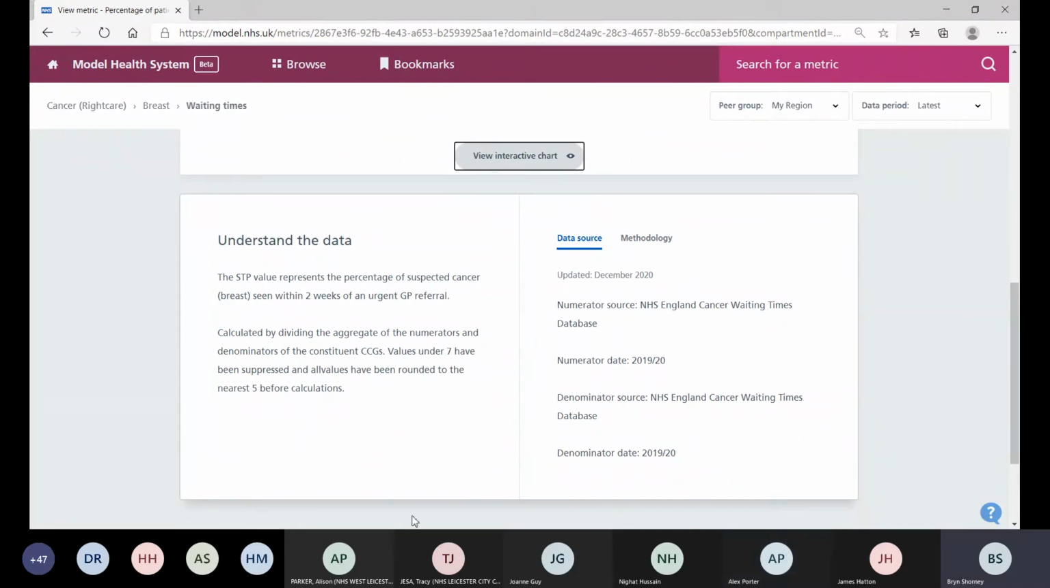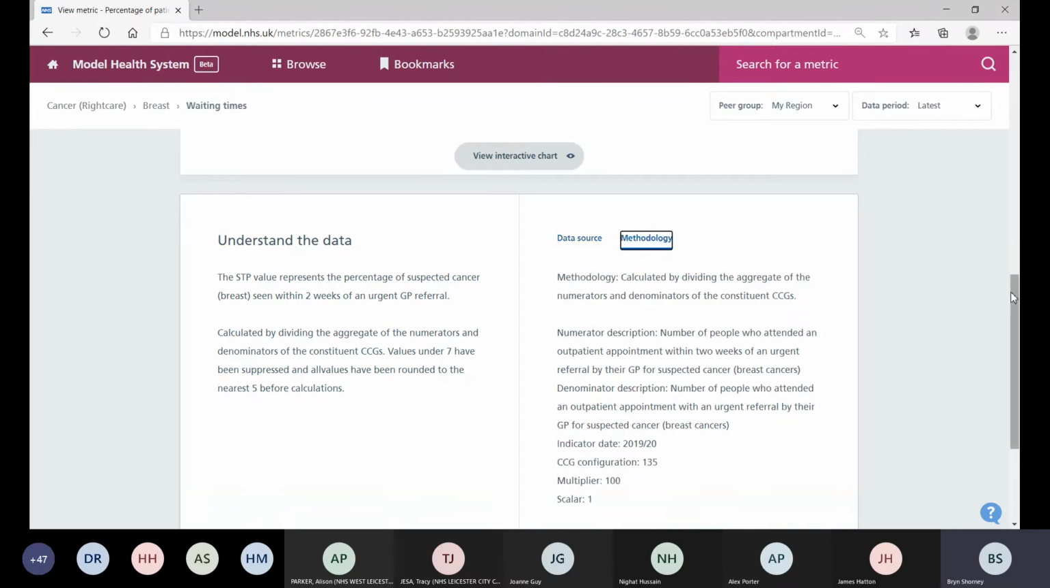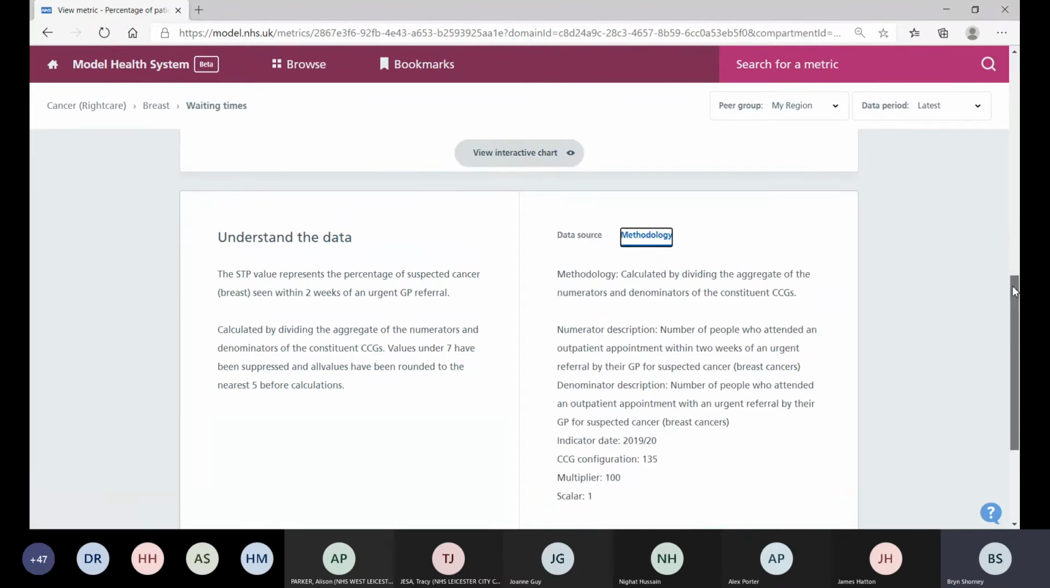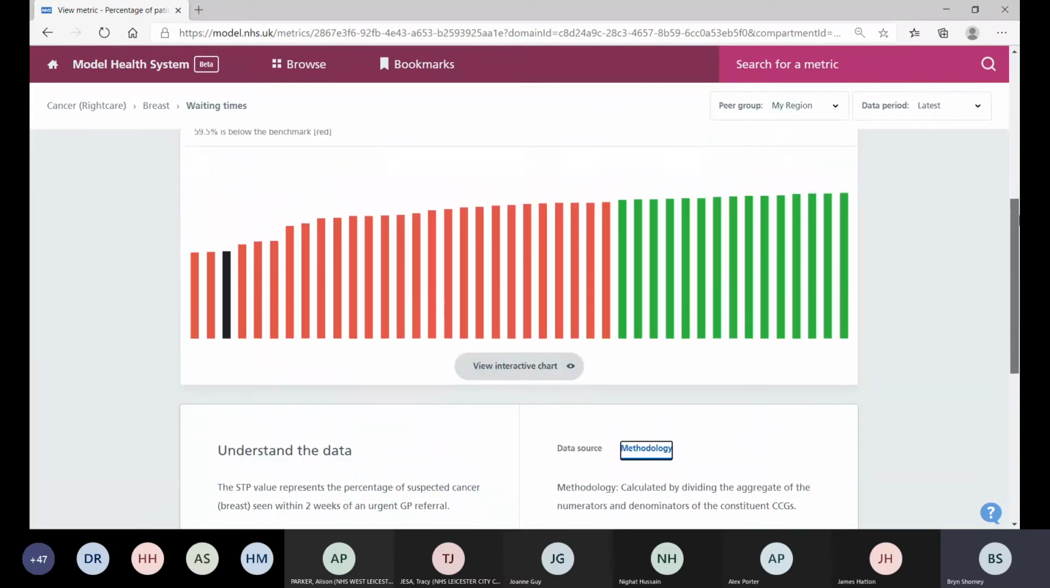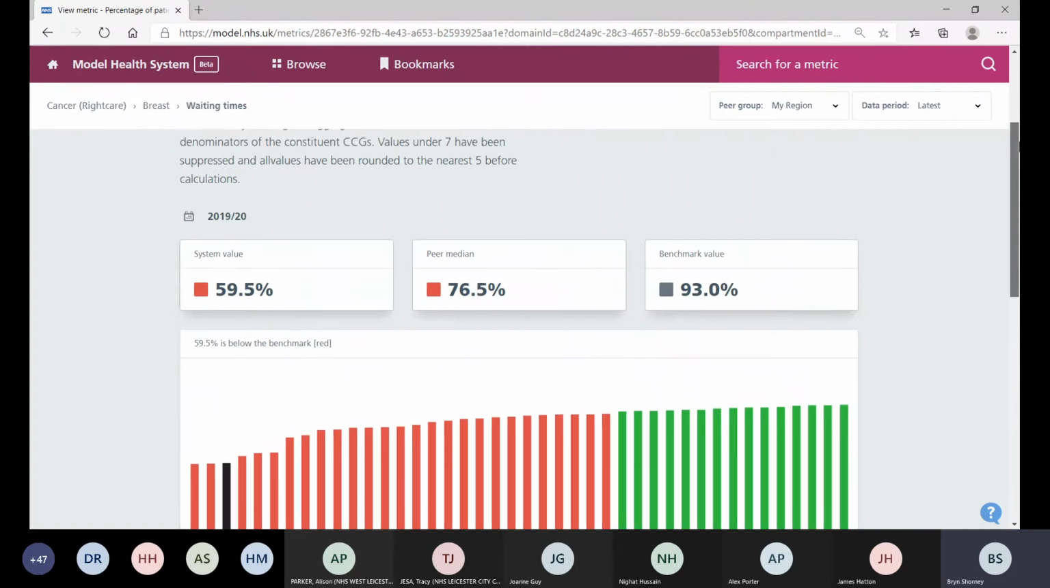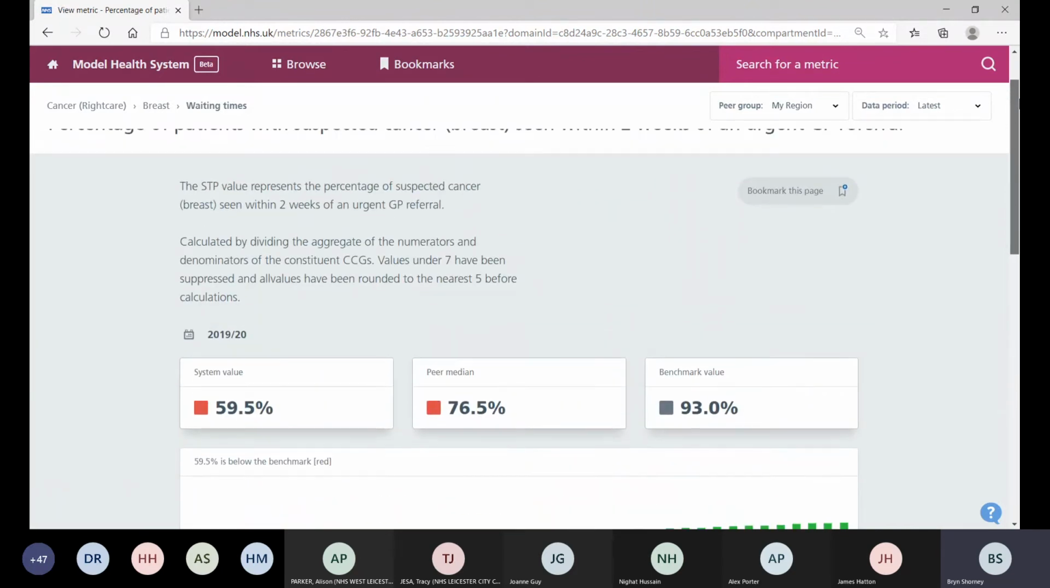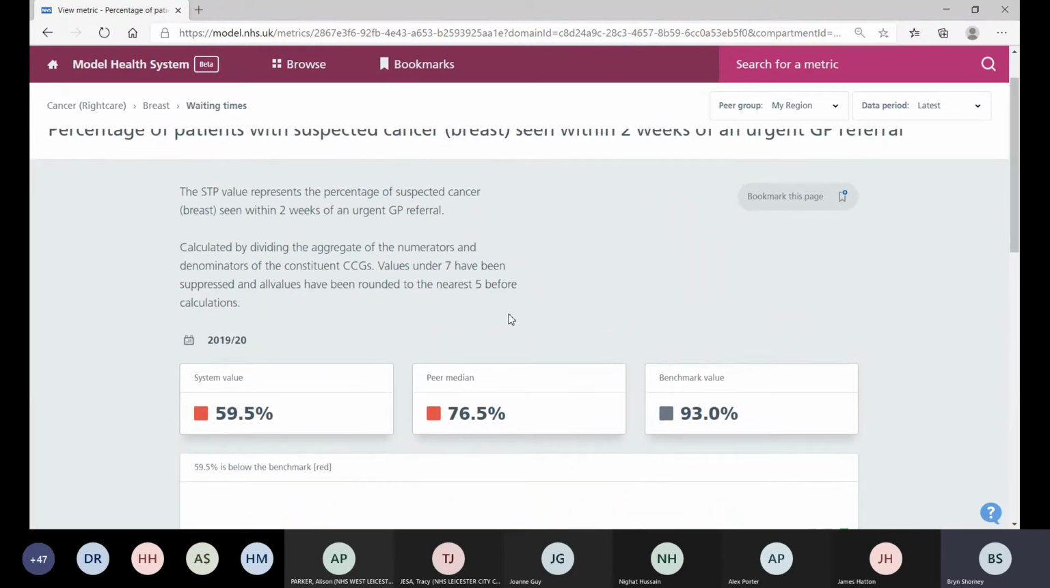I'll let you be the judge of clear. So in the understand the data section, we specify here that this is calculated by dividing the aggregate of the numerators and the denominators, and then we've got further information in the methodology as well. Feedback is very, very much welcome in terms of whether this is clear.